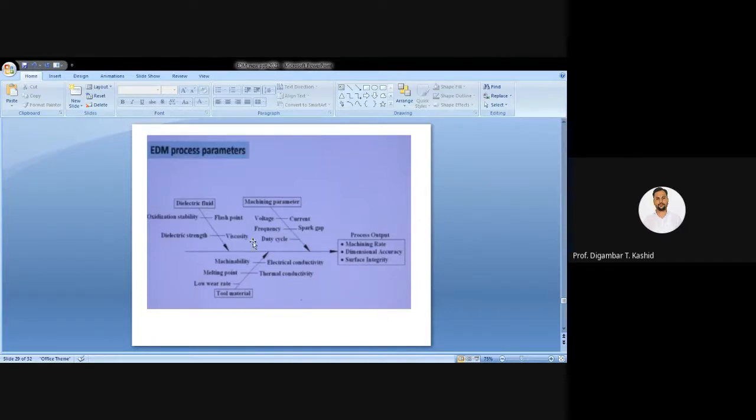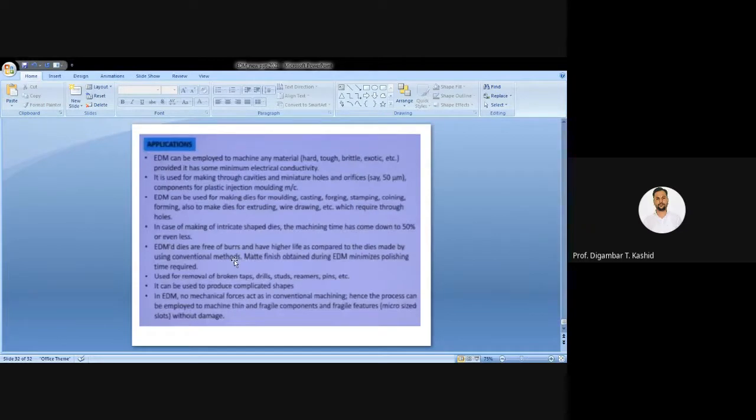So I think here I have covered all the points regarding EDM. In detail we have discussed the EDM. Actually, EDM has a huge scope in research as well as in industry, because everywhere now this process is used. So I request all of you, beyond the syllabus, please go through this process also.